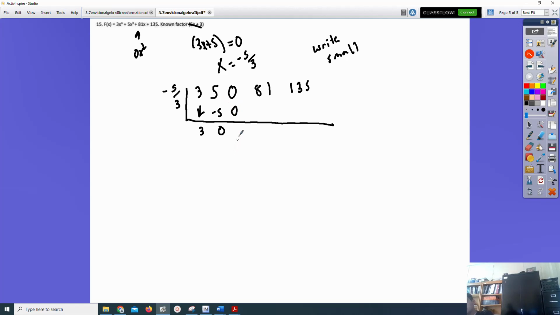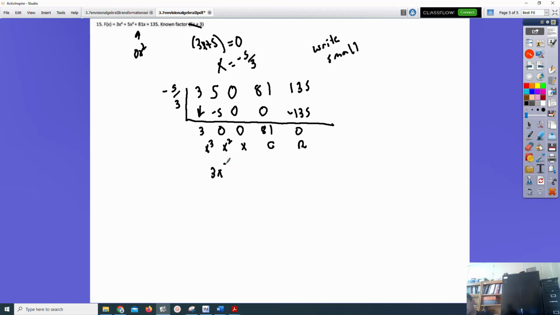0 times anything is 0. 0 plus 0 is 0. 0 times anything is still 0. You add down. And 81 over 3 is 27 times negative 5 is negative 135. And you have a 0. All right, so what do we have here? We have a remainder. We have a constant, an x squared, and an x cubed.